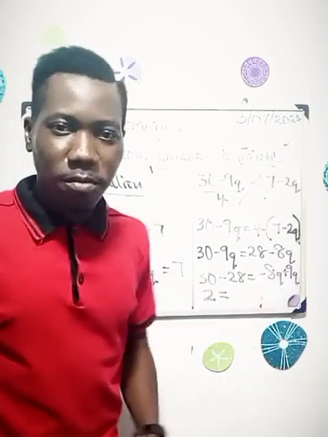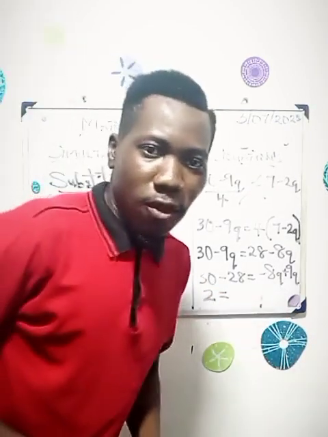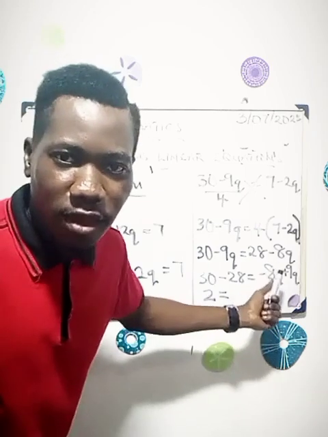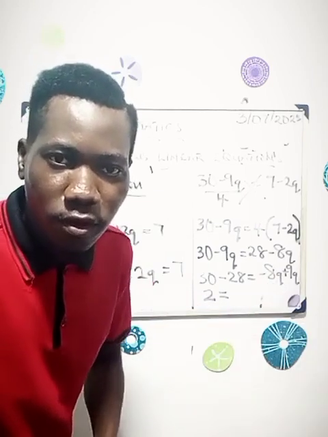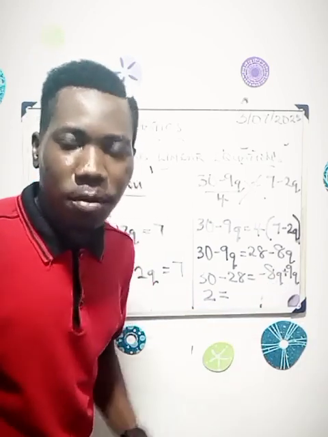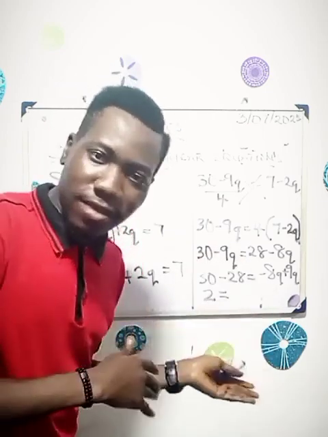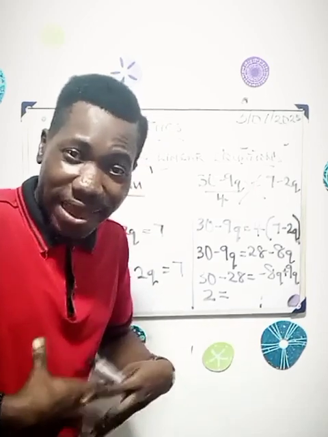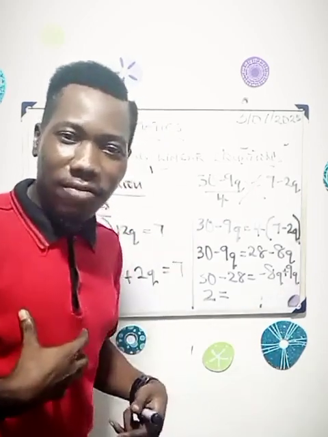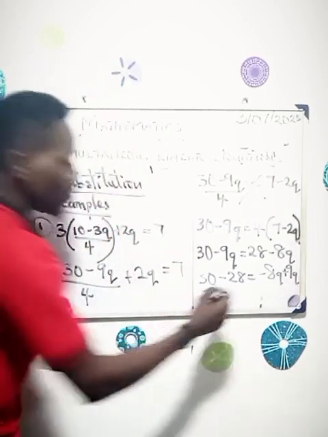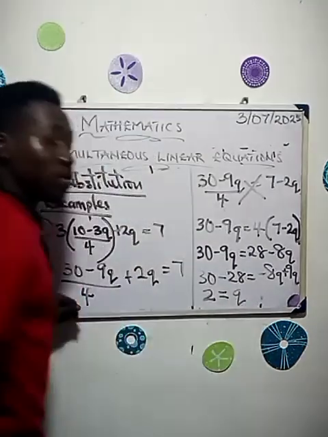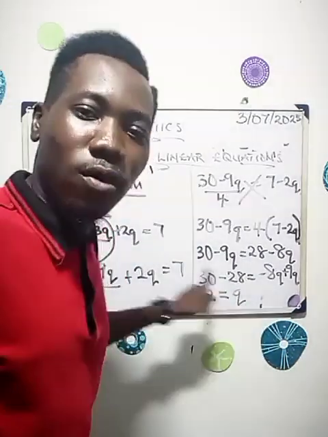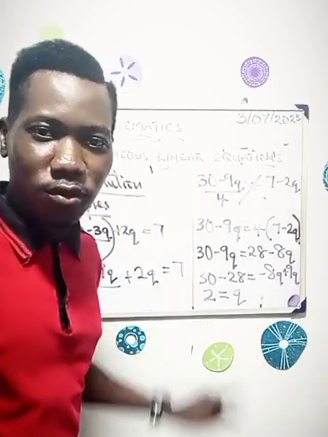What is minus 8q plus 9q? Minus 8 plus 9. Out of the 9 that I have, I give out 8, and I still have 1. So plus q, which is q. So 2 equals q, which is the same thing as q equals 2. And now we've gotten the value of q to be 2.